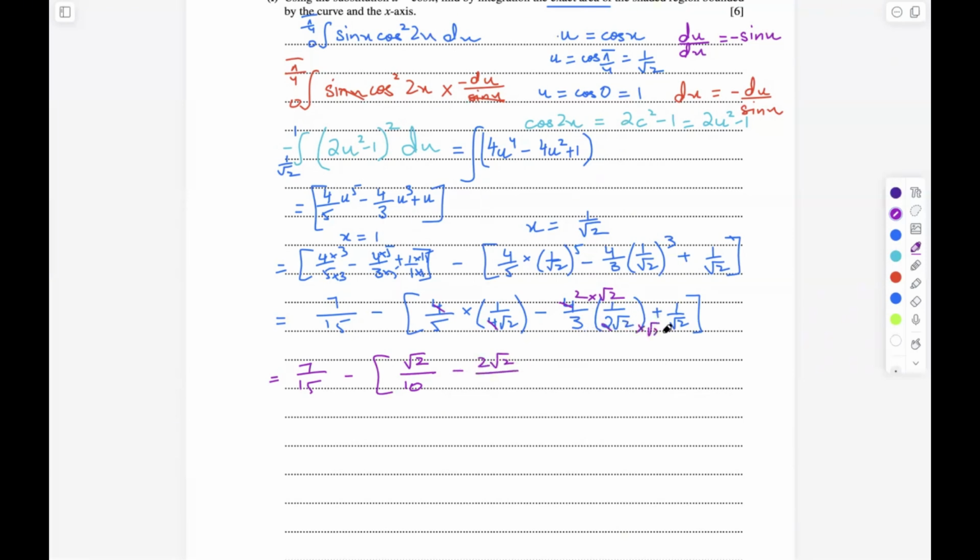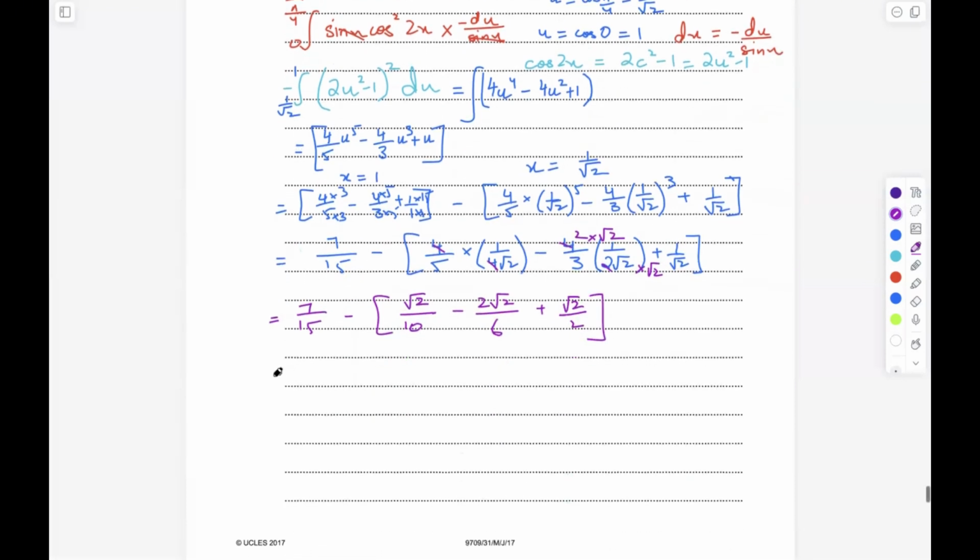As root 2 times root 2 becomes 2, so 3 times 2 is 6 plus, and this will become root 2 upon 2. Now taking the LCM over here, we'll get 7 upon 15 minus, so the LCM of 10, 6 and 2, that is 30. So this will multiply by 3. So this will become 3 root 2 minus, multiplying this by 5, this becomes 10 root 2, and multiplying this by 15, that becomes 15 root 2.